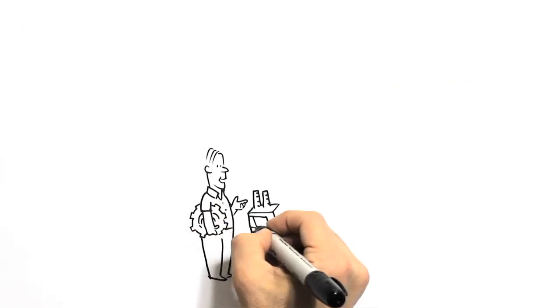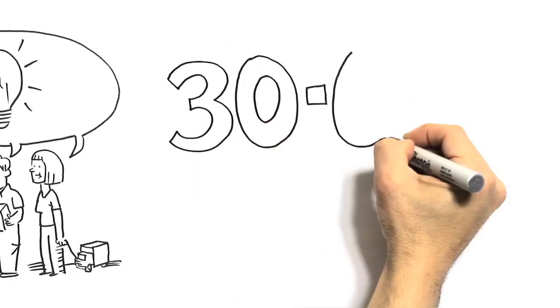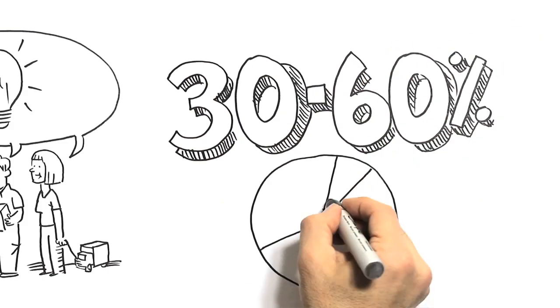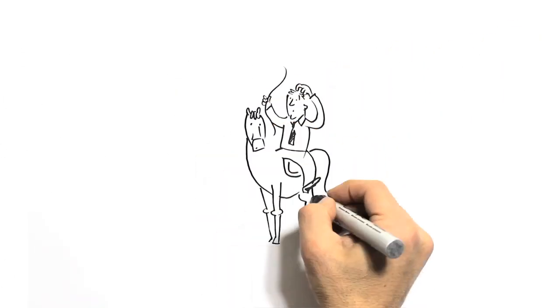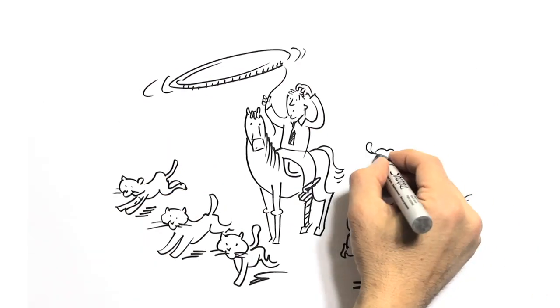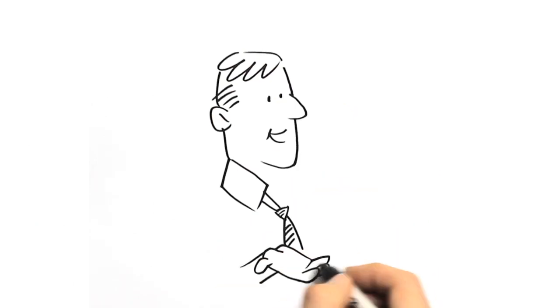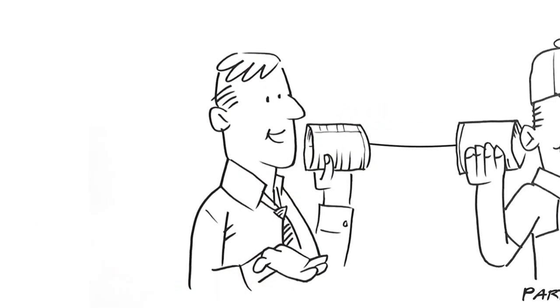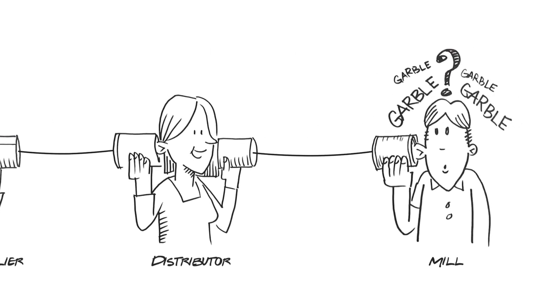Sure, it would make sense for everyone to collaborate on the purchasing of common raw materials. After all, 30 to 60% of Jim's part costs is directly related to the raw materials that go into them. But he knows that getting part suppliers, distributors, and mills to work together is a lot like herding cats. And when Jim needs a part, information about the raw material that goes into that part flows slowly and incompletely through the supply chain, like a game of telephone.